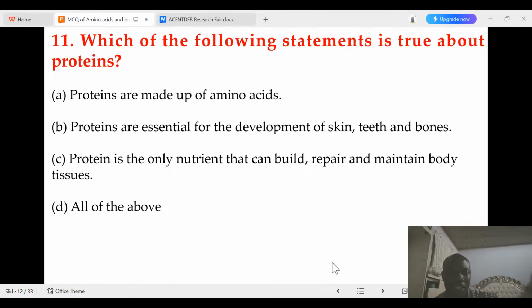Achiever, you said question 11 is B. No, question 11 is not B. Raquel said question 11 is D. Yes, question 11 is D. The answer is D, that is, all of the above. So options A, B, and C are true statements about protein. So the answer is D. So let's move to question 12.